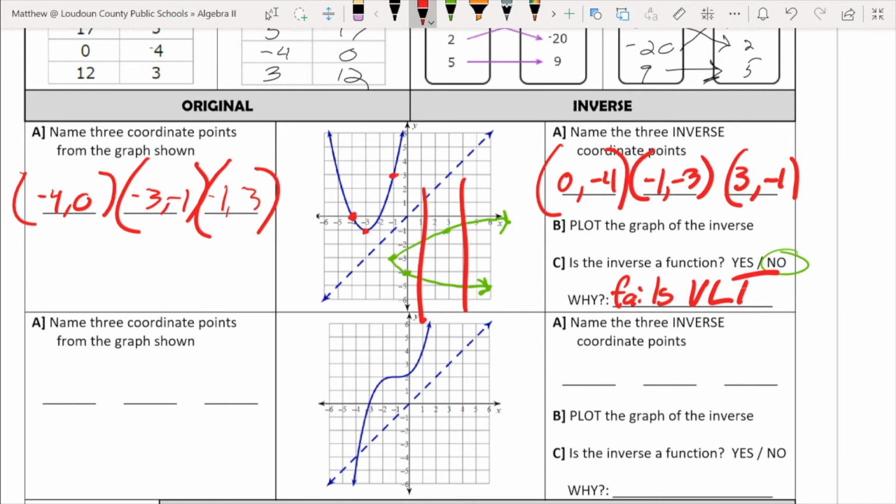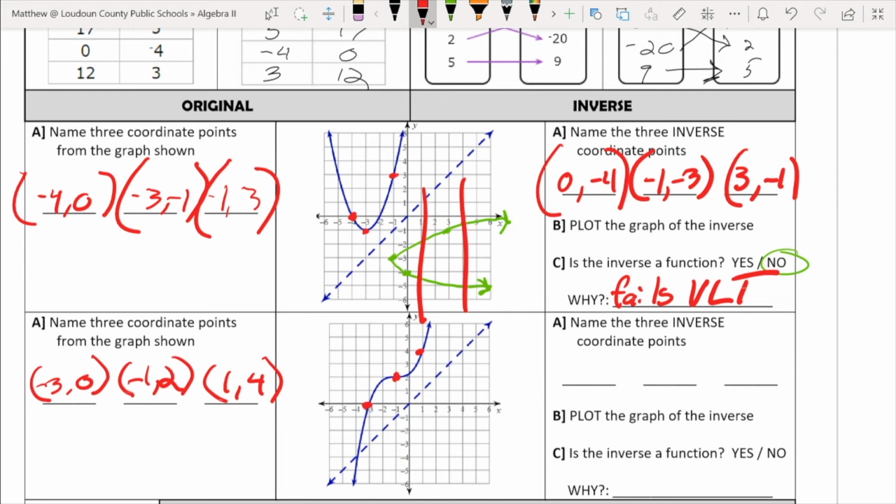Name 3 coordinates. Let's try another one. Let's name 3 coordinates from the point below. How about negative 3, 0? About right here. About negative 1, 2. And 1, 4. All right. Negative 3, 0. Remember, if I'm moving too fast, pause it, slow down, catch yourself up.